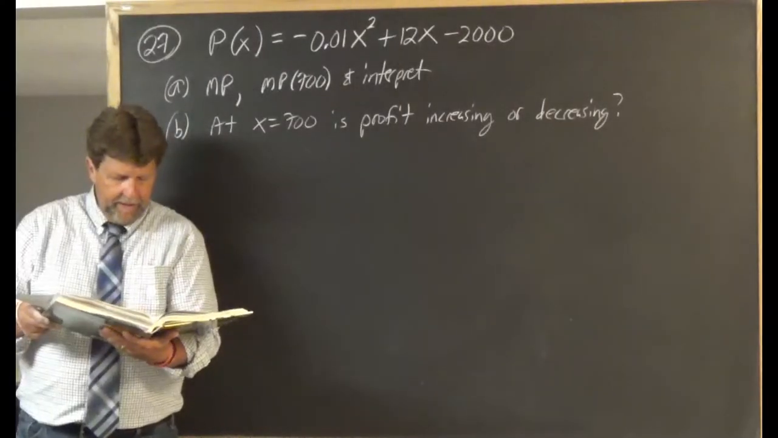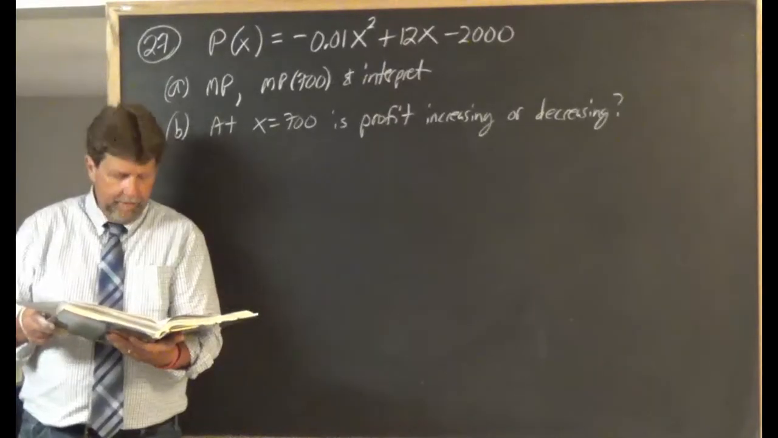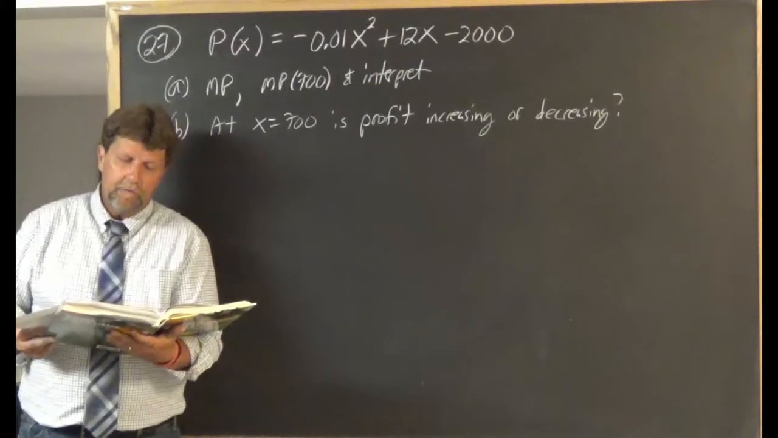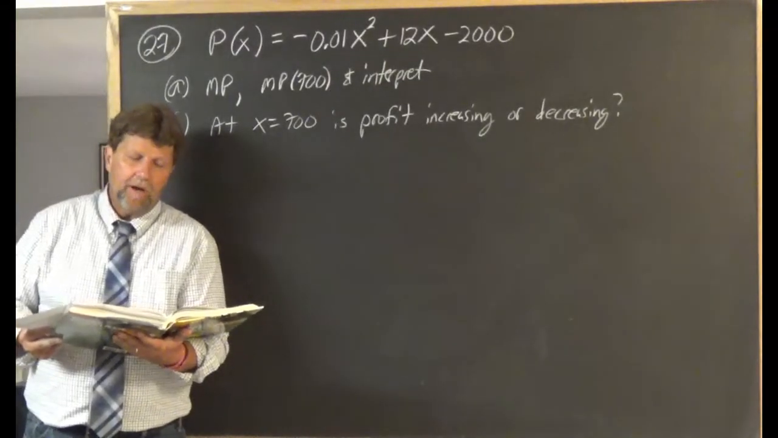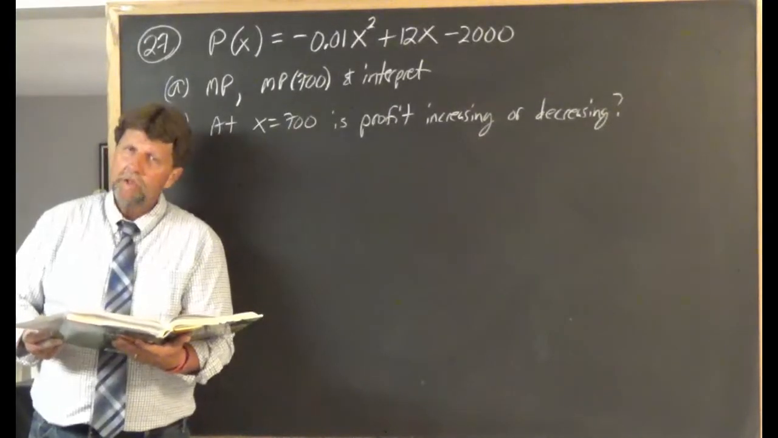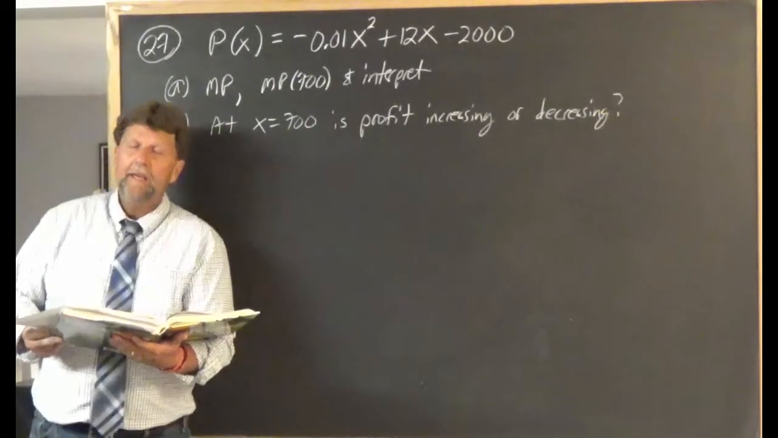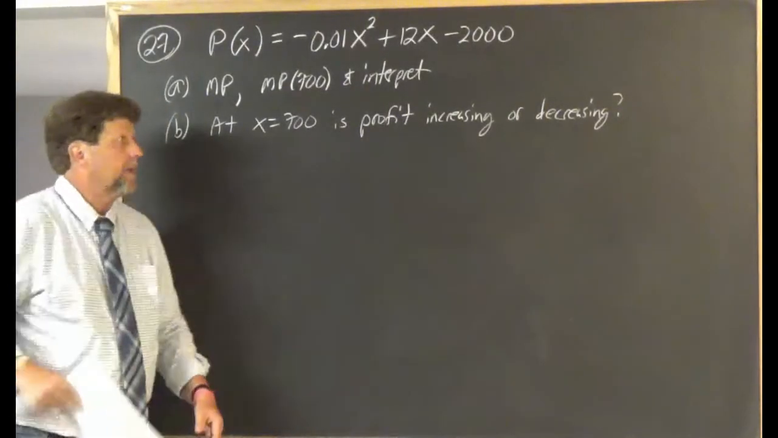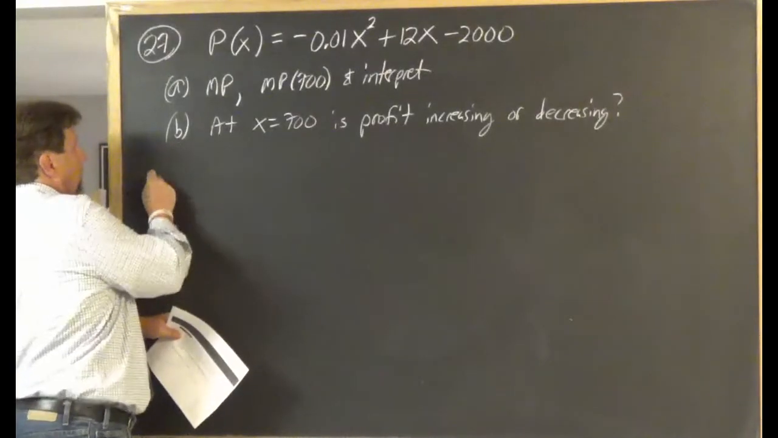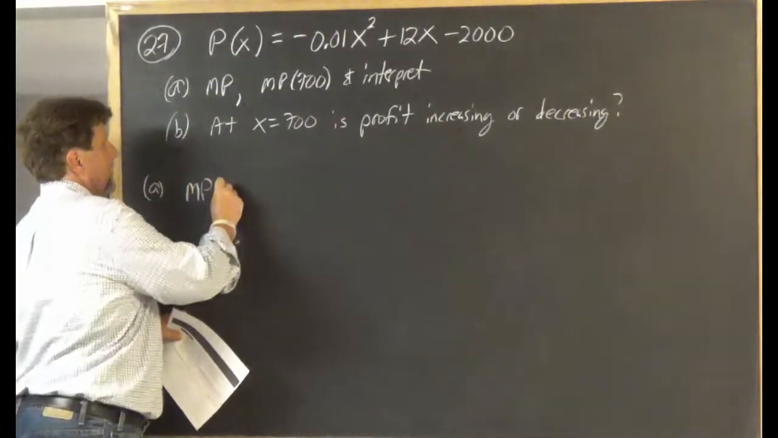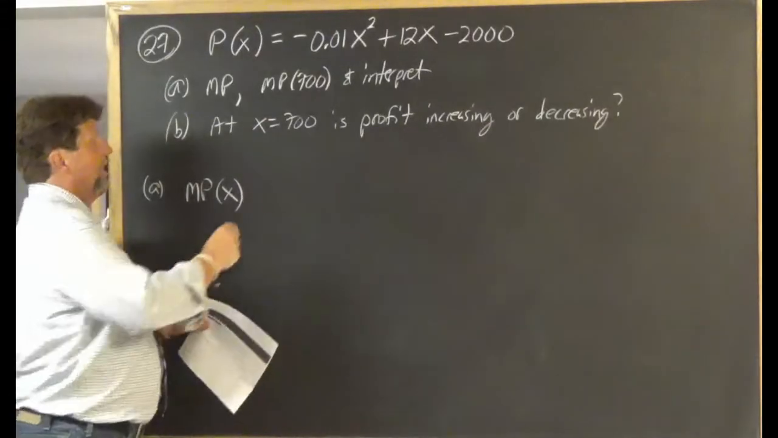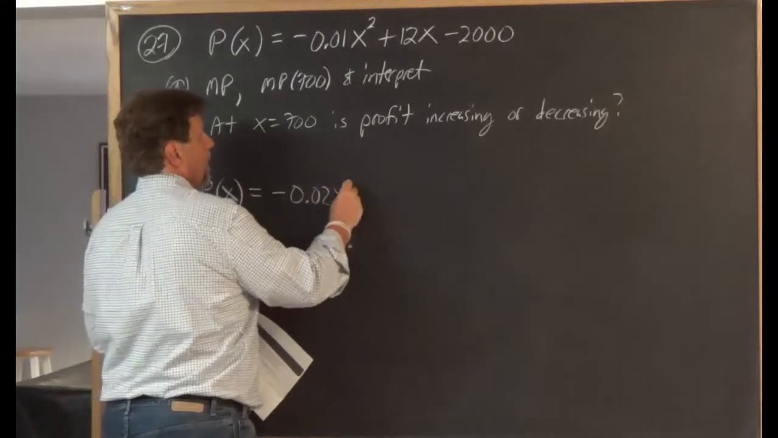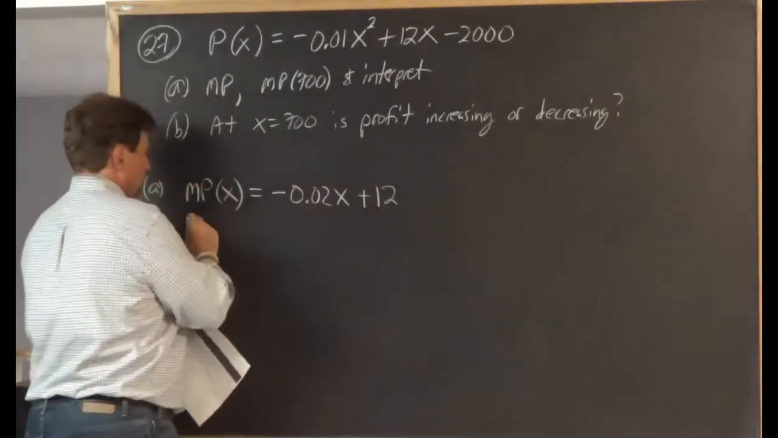Hey folks, number 27. There were words here, I'm not going to write them down. Here was the profit function that you were given. X is the number of radios produced and sold. P of X is the profit in dollars. So part A, we're supposed to find the marginal profit function, evaluate marginal profit at 700, and interpret. So here we go. Marginal profit is nothing more than the derivative of the profit function. So that's negative 0.02x plus 12.